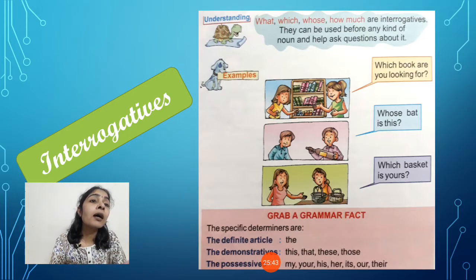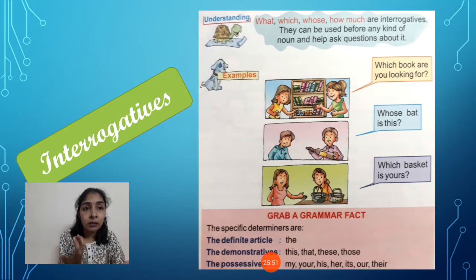Which book you are looking for? We are pointing out, we are determining, we are finding out that which particular book she is looking for. Whose bat is this? That means we are asking question about the bat. We are trying to determine that the bat belongs to whom. Which basket is yours? So similarly here also they are interrogative determiners.